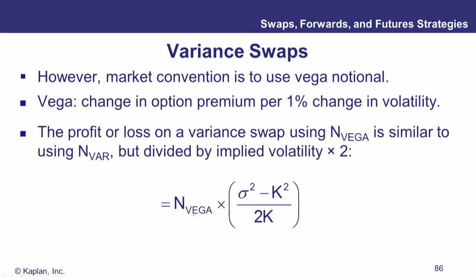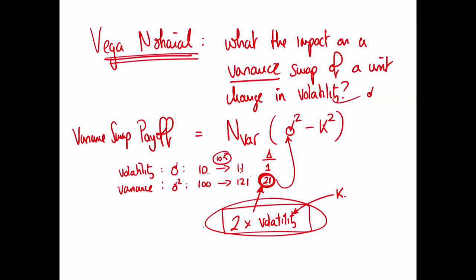To get from a Vega notional to a variance notional, you've got to divide down by this 2K. That's where it comes from. All right? The idea is that Vega notional is a lot higher, isn't it? When I move volatility by 1, I have a 2K impact, which is 2 times K. We'll assume that this volatility is, if you like, at the money, currently round about the strike. The impact is 2K times on variance for a unit move in volatility.